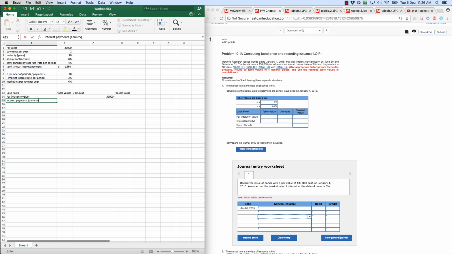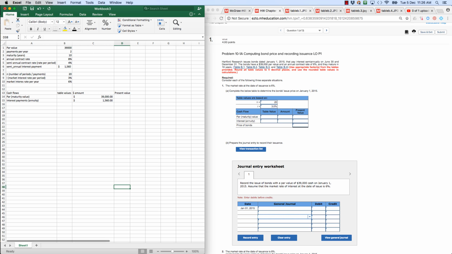As long as that payment amount never changes and the spacing between payments doesn't change, we call it an annuity, and we can use that nifty annuity table. And that's going to be $1,560 every 6 months. So here's where we need our little table values.